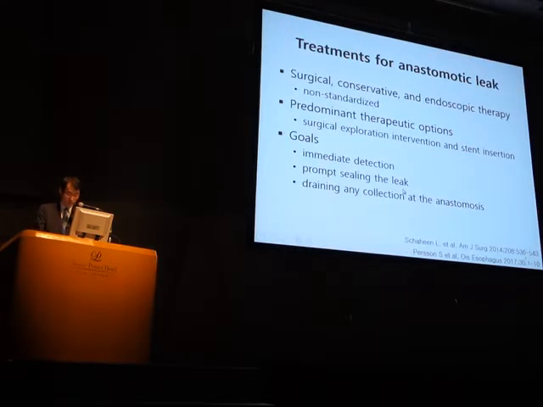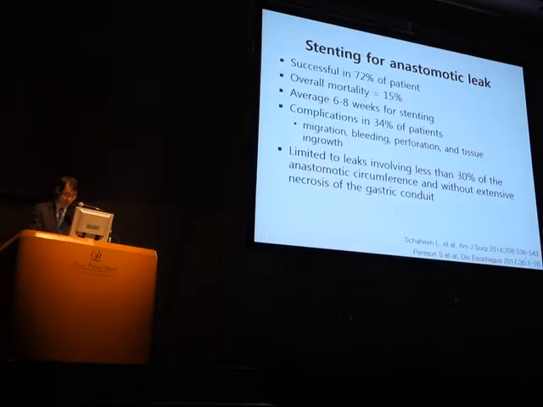The treatment of anastomotic leak remains controversial as the indication for surgical, conservative, and endoscopy therapy remains non-standardized. The 2 predominant therapeutic options include primary surgical intervention and covered stent insertion. Immediate detection and prompt sealing of the leak are of importance to prevent further damage. In addition, draining any collection at the anastomosis is necessary to control infection.